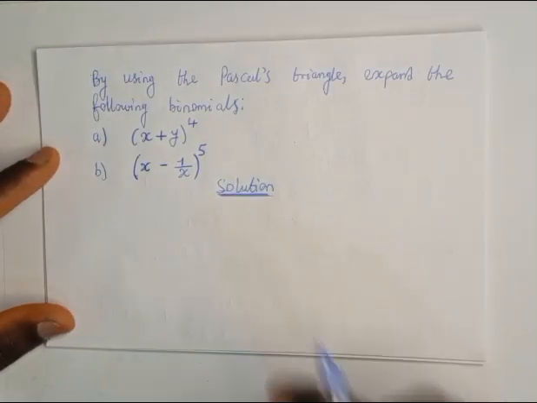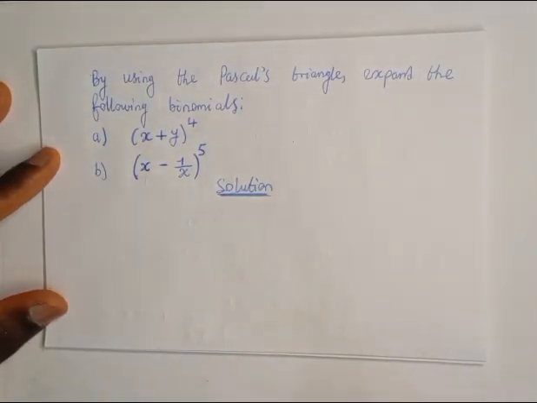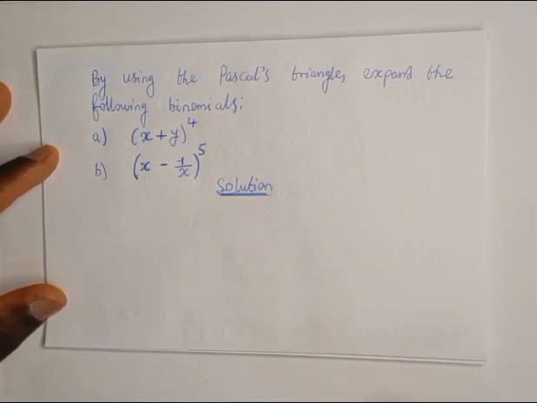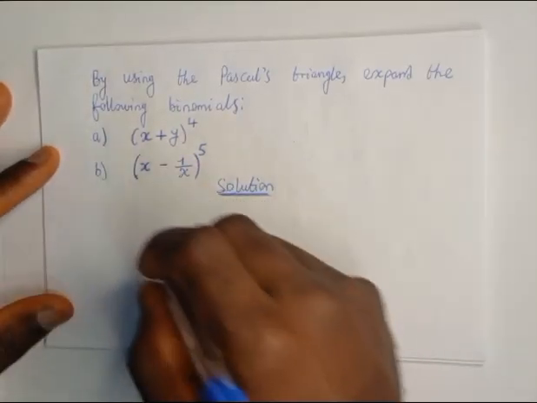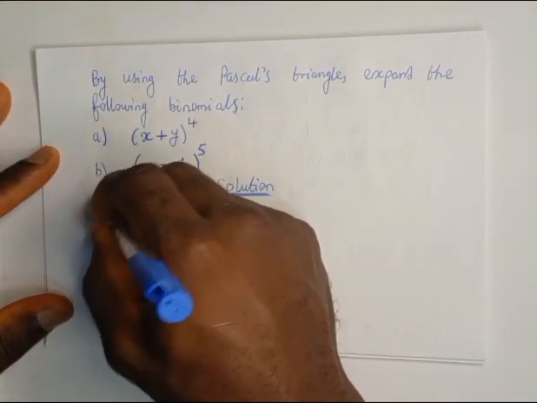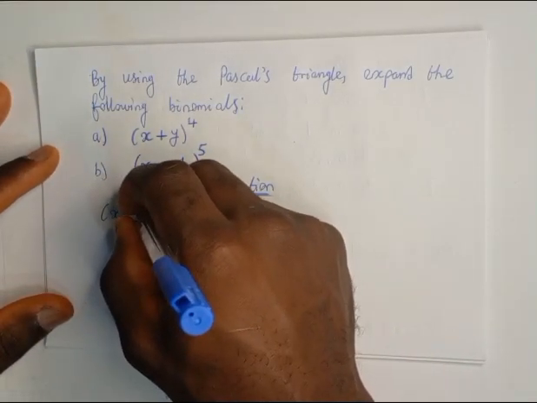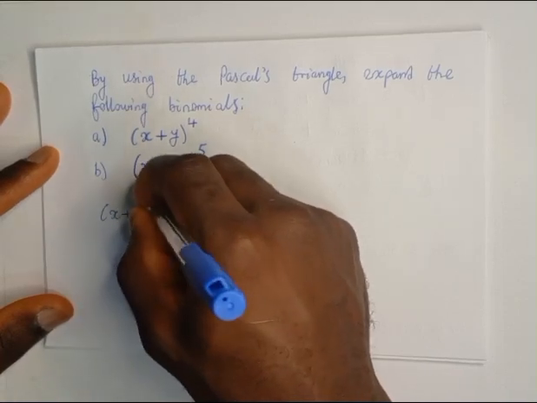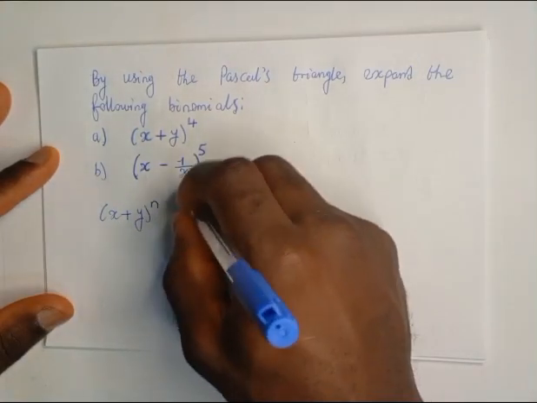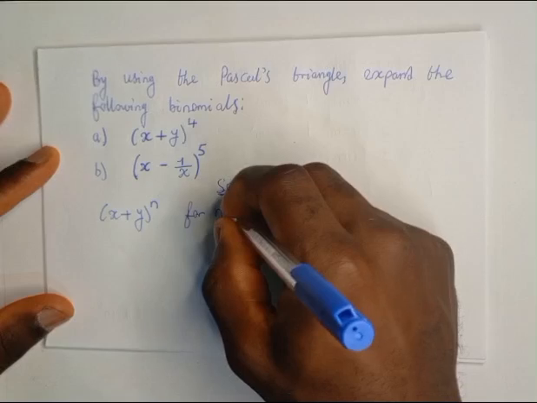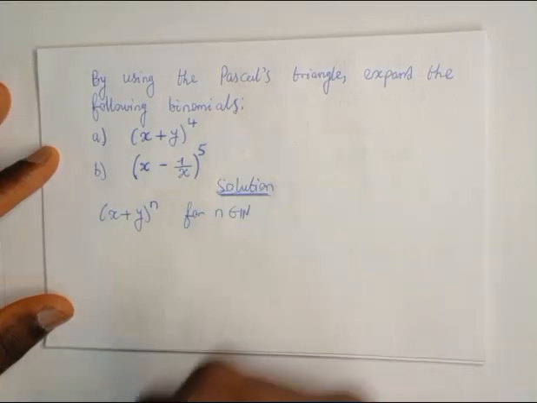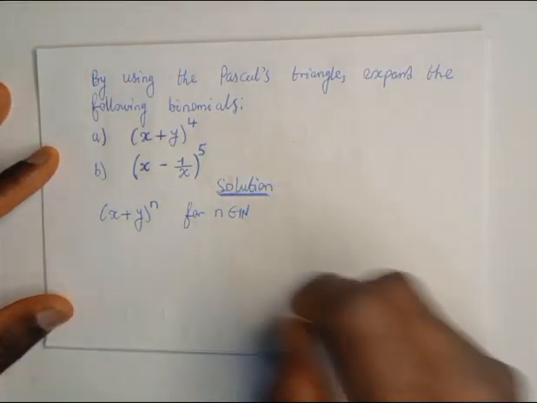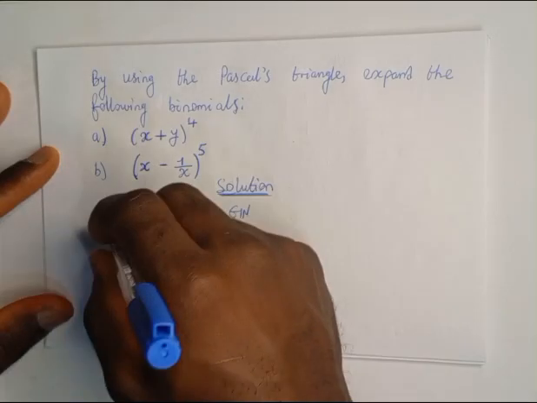First thing, we are going to start by building the Pascal's triangle. The Pascal's triangle is simply a triangle that gives the coefficients of a binomial expansion. If you take a binomial expansion of the form x plus y, all this raised to the power n, for n belonging to the set of natural numbers, the coefficients will be as such.